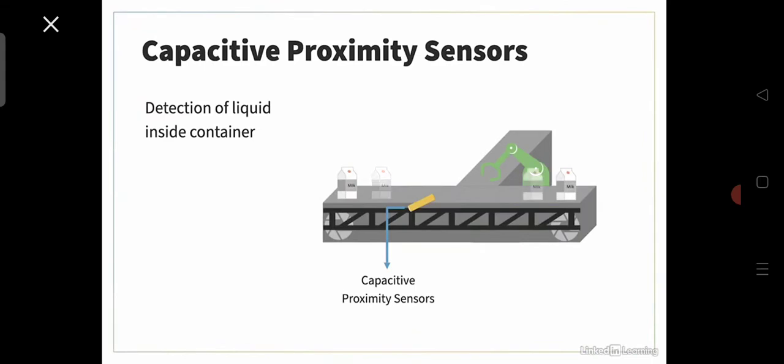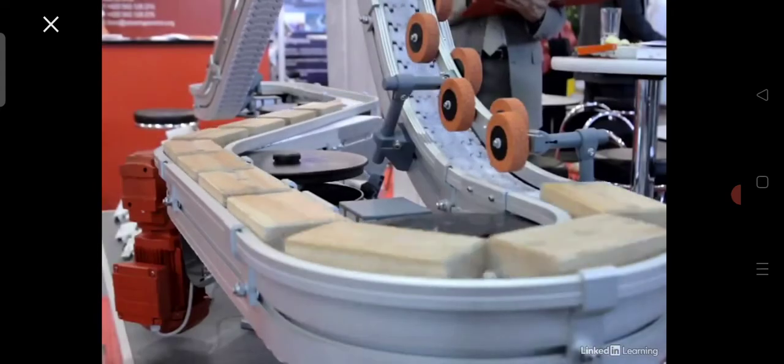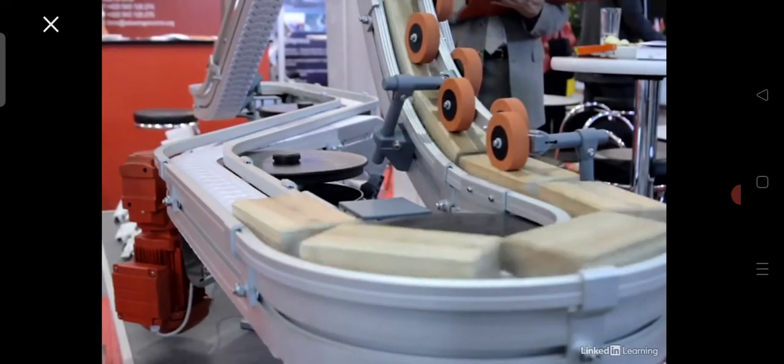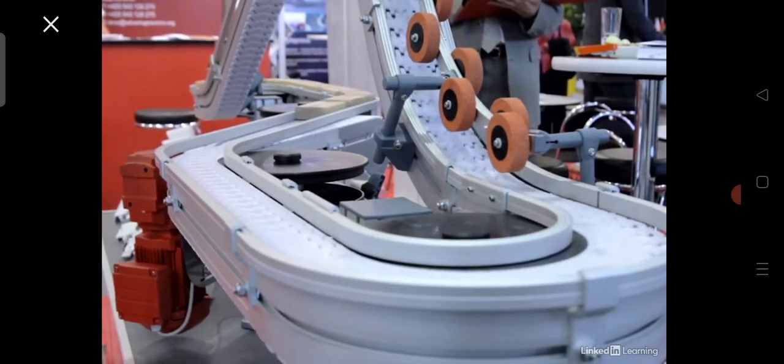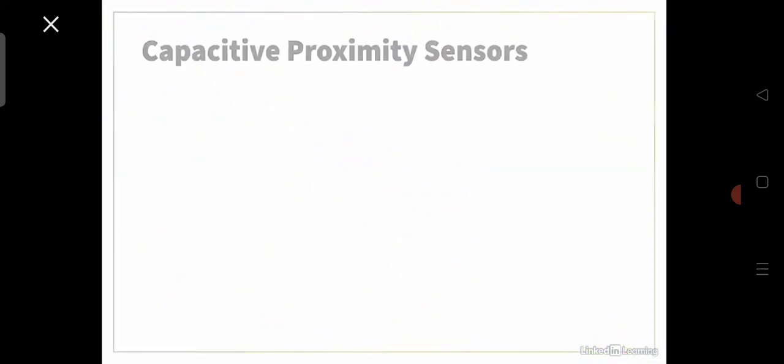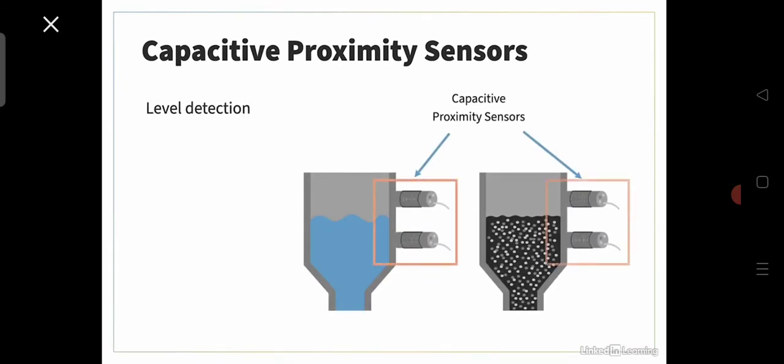In this example, a capacitive sensor is used to detect milk inside a container. The sensor detects empty containers to divert them into a different path using a robotic arm or sometimes using a push rod. Another application for capacitive proximity sensors is counting or tracking non-metal units like wood and paper passing on a conveyor. They're also used for level detection of liquid or other materials like granular or grains.